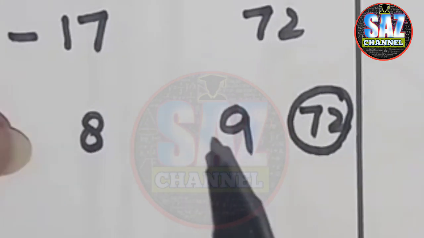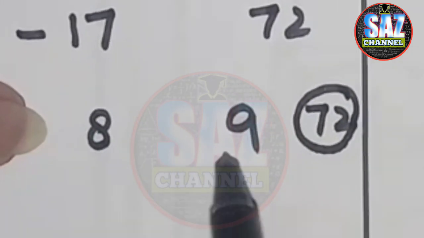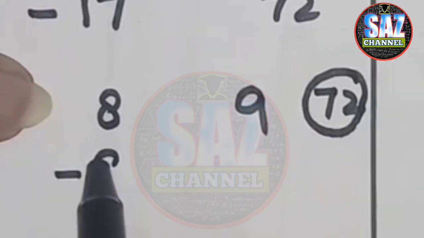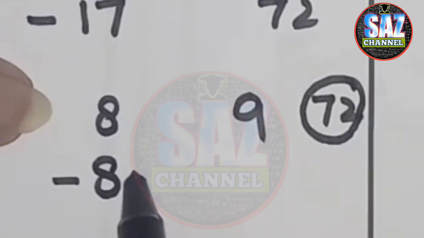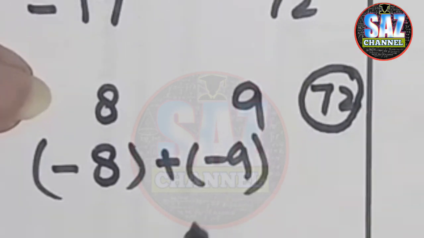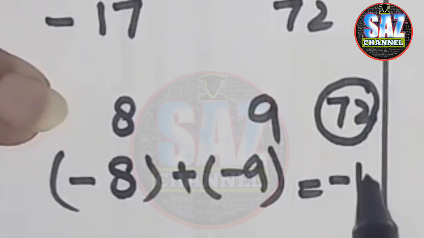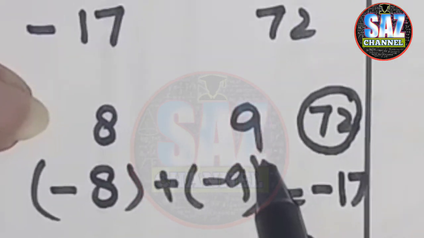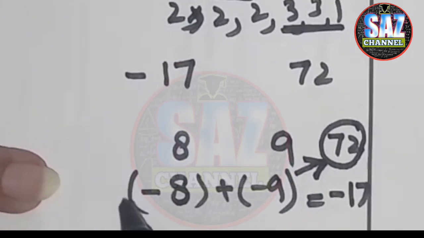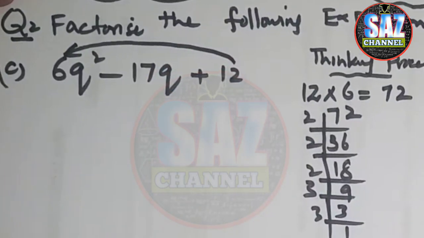So I have to think about the sign of 8 and 9 as well. The sign of 8 and 9 both has to be negative. Why? Because when I'm adding minus 8 with minus 9, my answer comes minus 17, and when I'm multiplying these two numbers, I'm getting positive 72. So I hope this is the suitable choice. Let's move to the question.